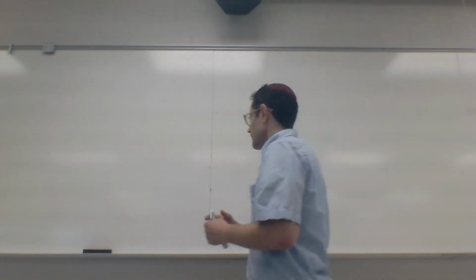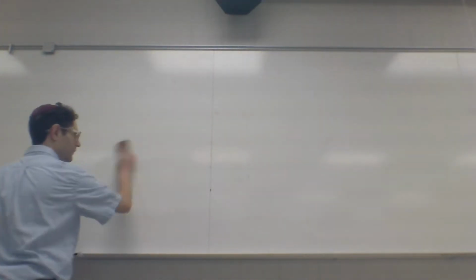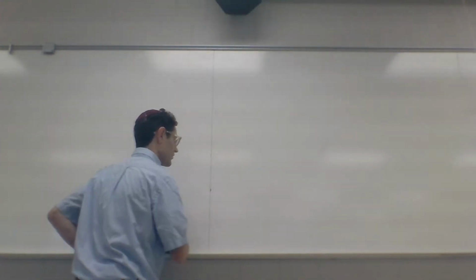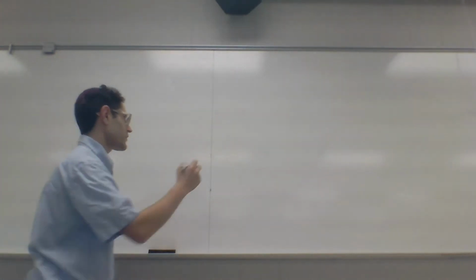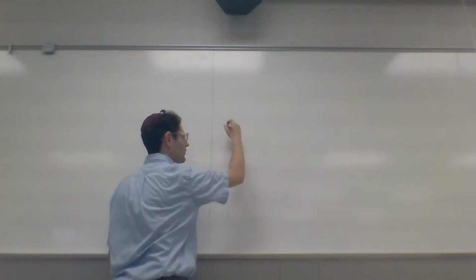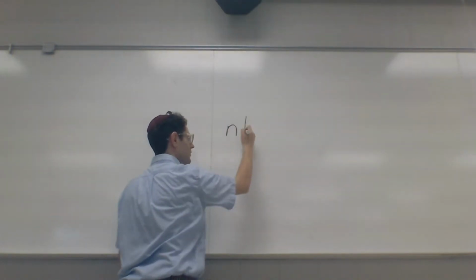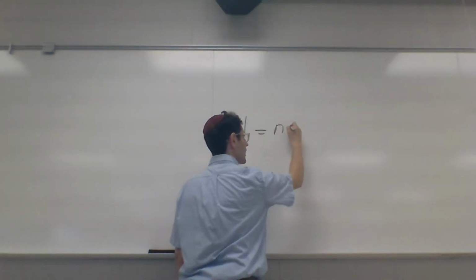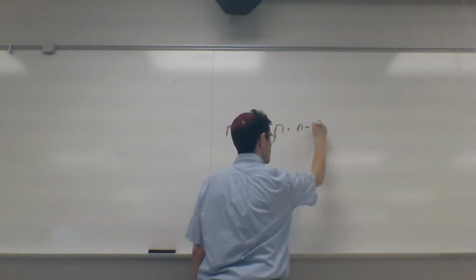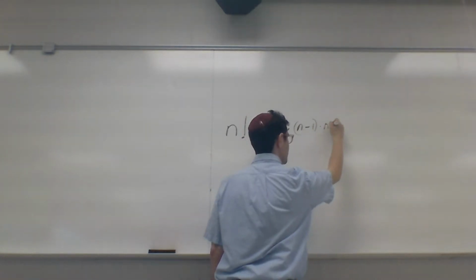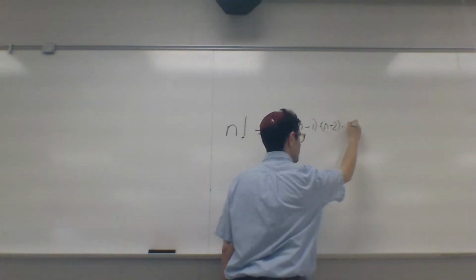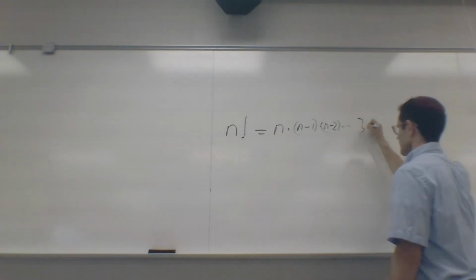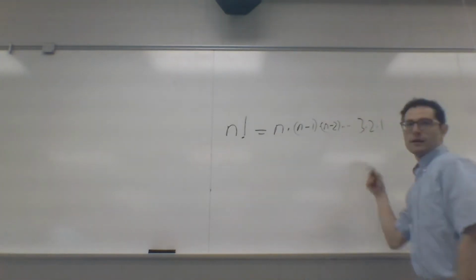All right, let's get started with our first function, factorial. So to review, factorial, right? That was the first recursive method we learned. N factorial, we said, was equal to n times n minus 1 times n minus 2, dot dot dot, all the way down to 3 times 2 times 1, right?